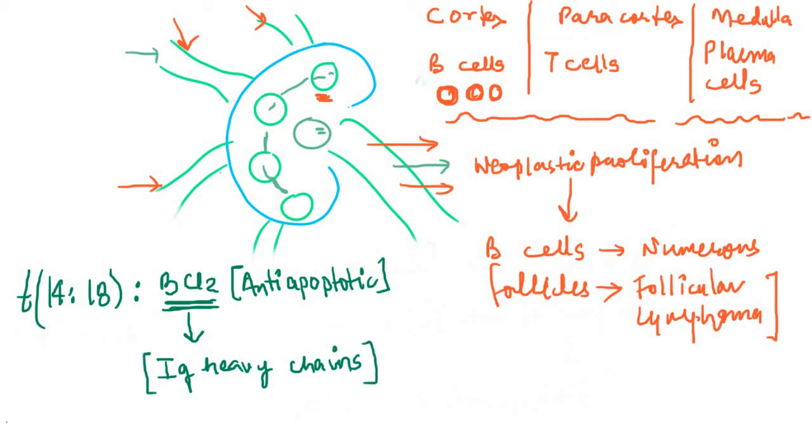As a result of the translocation of BCL2 to that locus, there will be increased production of BCL2 because on that locus the gene which is present is normally overexpressed. As a result of the increased level of BCL2 within the cells, these cells will not undergo apoptosis, and therefore there will be neoplastic proliferation of those cells, and as a result we will get the follicular lymphoma. So this is the basic pathogenesis of the follicular lymphoma.